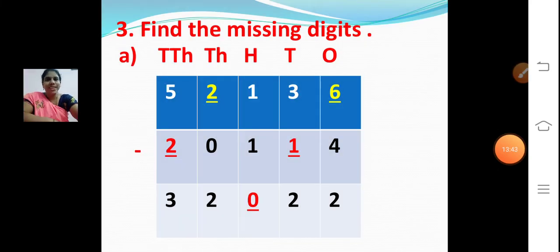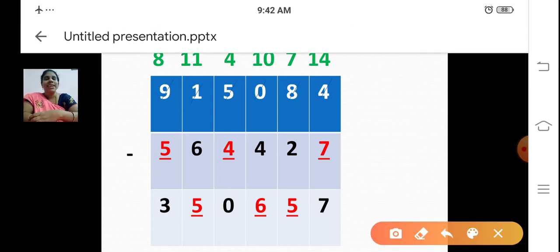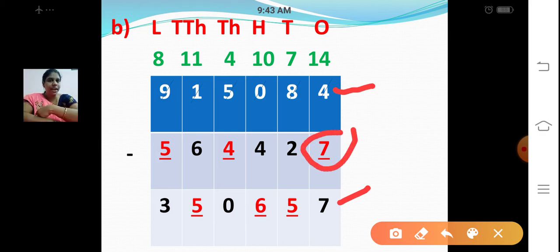Now let's move on to the next sum. So we are going to find out the missed digits here. Shall we find out the missed out digits now? Yes. So now from where we have to start? From the ones place, right? Now see, here they have given the minuend and the difference. We are going to find out the subtrahend. So to find out the subtrahend, what we have to do? We have to subtract the difference from the minuend, right?